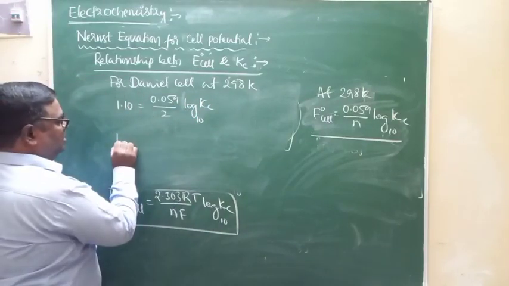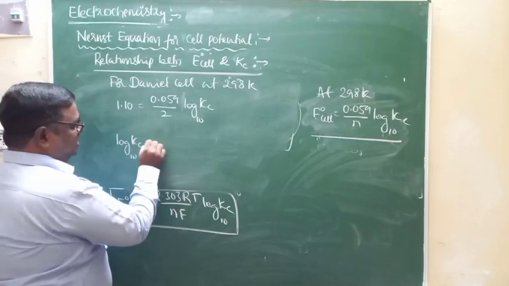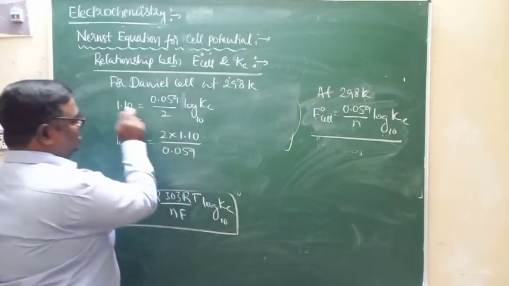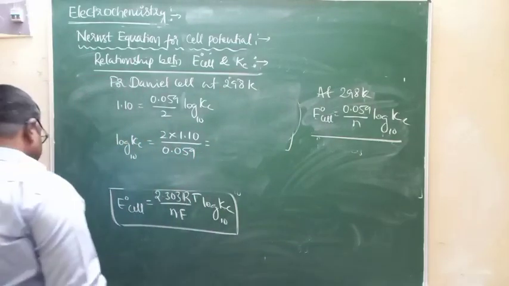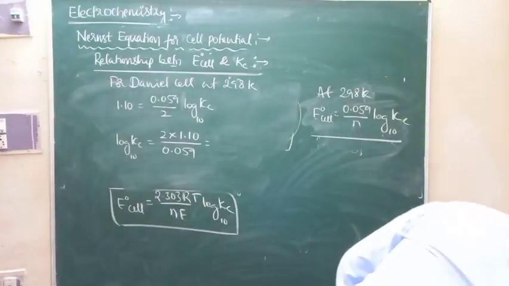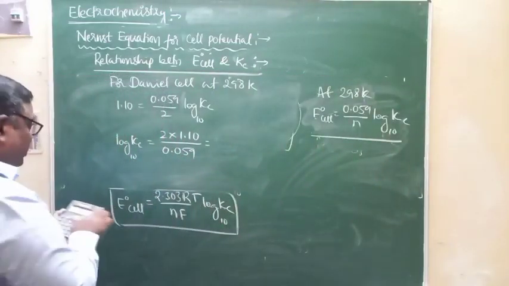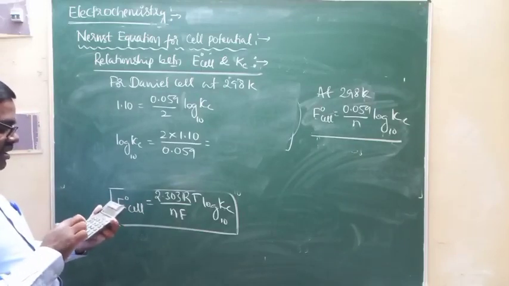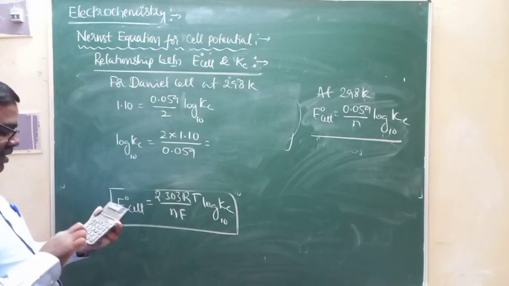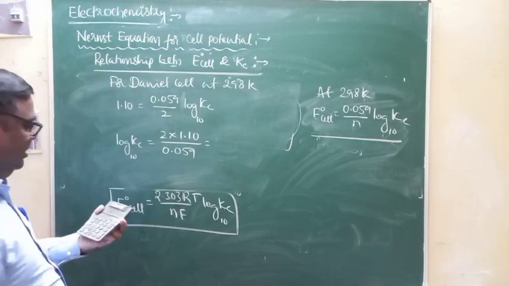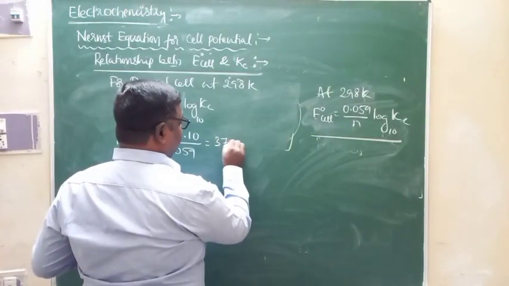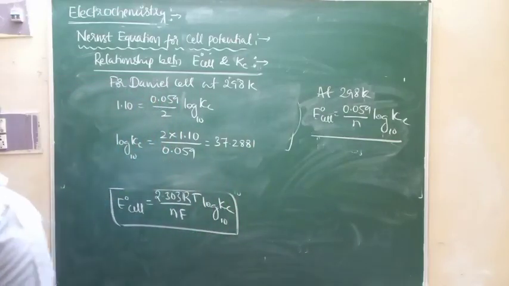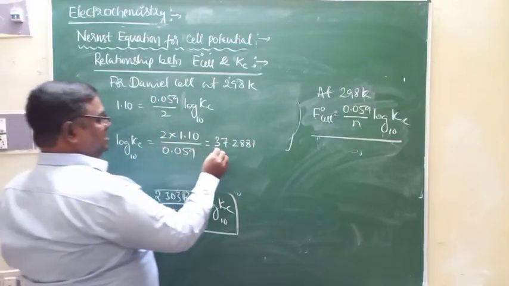And of course, therefore, log to the base 10 of Kc is equal to 2 into 1.10 divided by 0.059. Cross multiply ಮಾಡಿದೀನಿ. ನೋಡಿ ಏನಾಗುತ್ತೆ, 2 into 1.10 divided by 0.059 comes out to be 37.288. This is the value here.